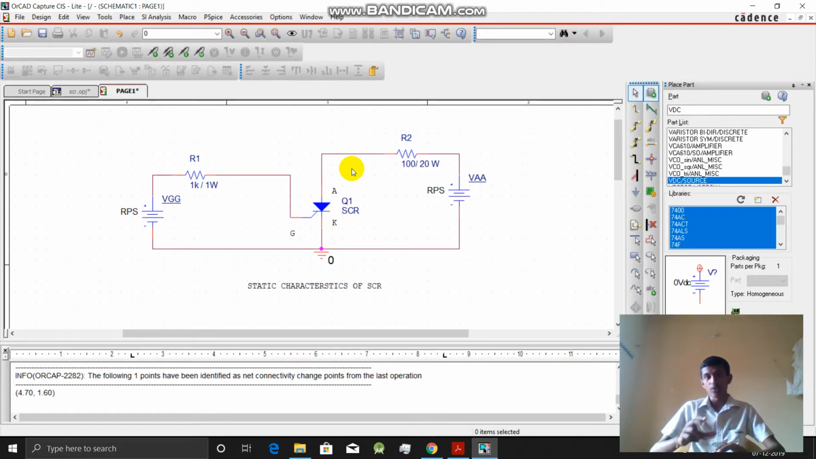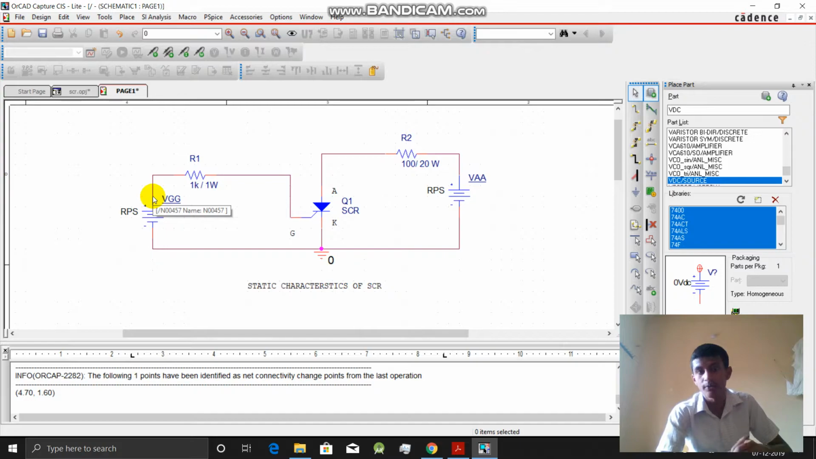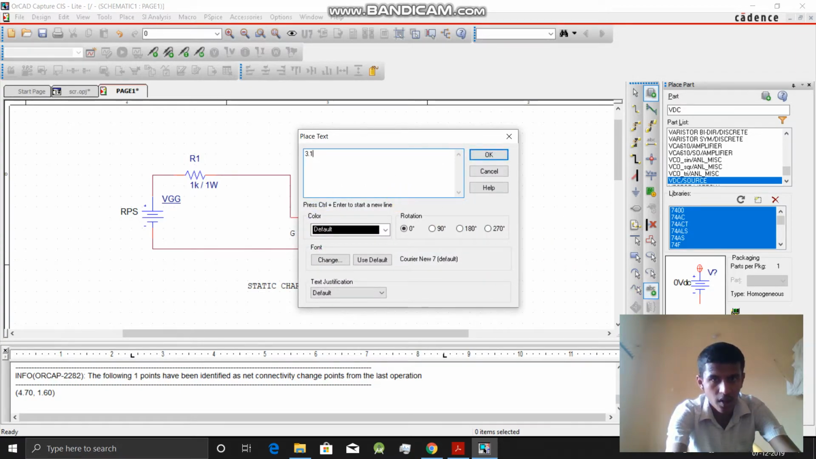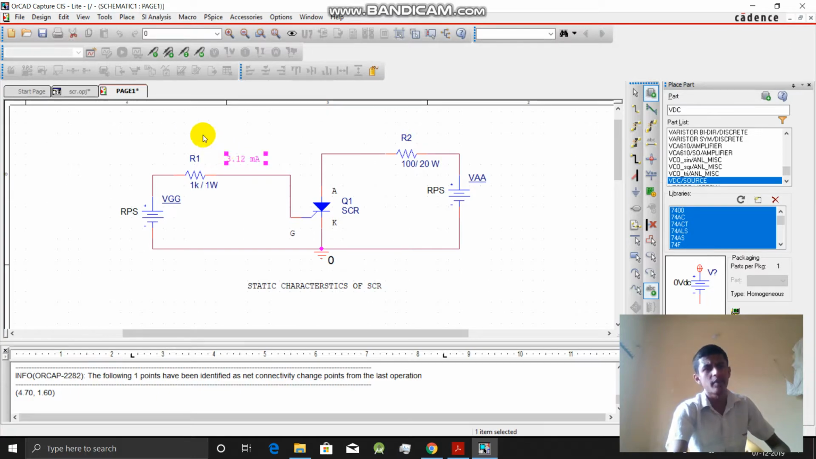Initially we need to set some gate voltage, that means gate current IG, that should be a constant. So here we have one RPS which is connected to the gate of the SCR. By changing the RPS voltage we need to set some gate current. For an SCR usually we use 3.12 milliamps or 3.16 milliamps, like that. We need to keep some current to the gate terminal, that's IG. Let's say here 3.12 milliamps. This is a hardware experiment, simply I am showing like this. Here it's 3.12 milliamps.